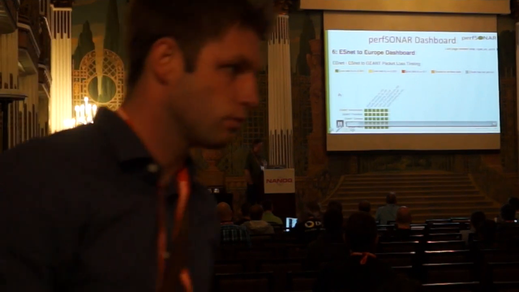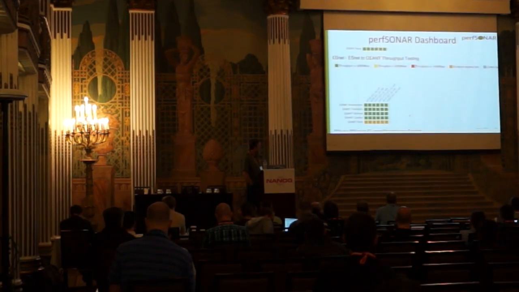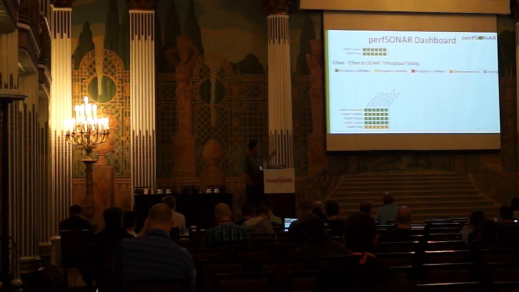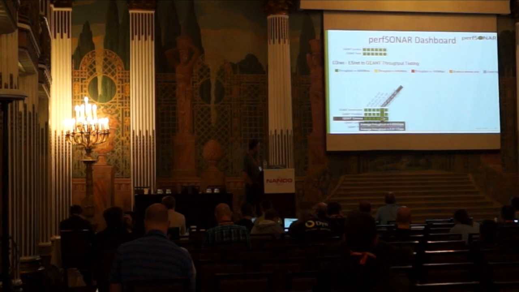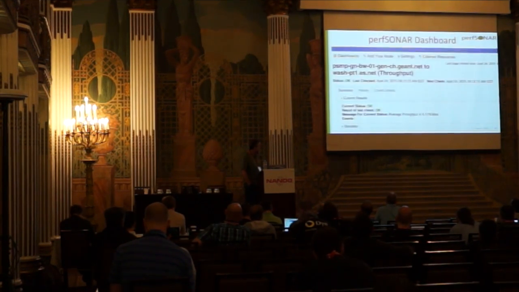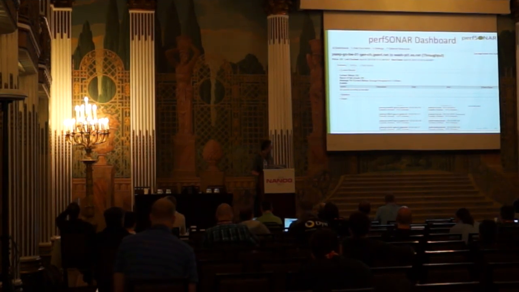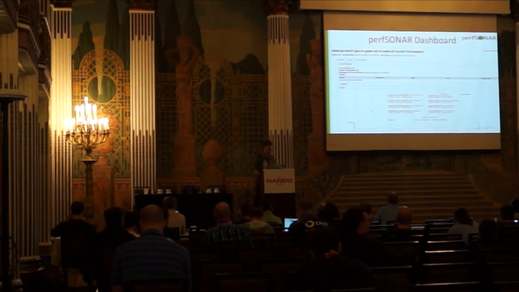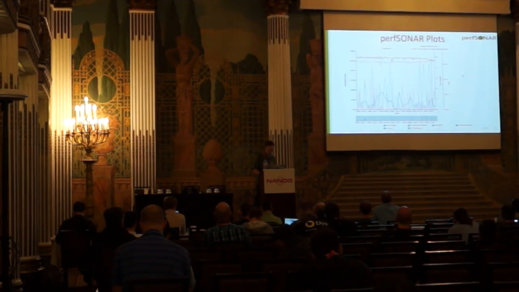This is just what the dashboard looks like. You can hover above a box and get the results for that particular box specifically. You can set your own custom thresholds. These are all configurable, what you want to be green, yellow, and red. And then you can actually click on any box and it'll bring up the detailed plots. I'll go to the next slide.